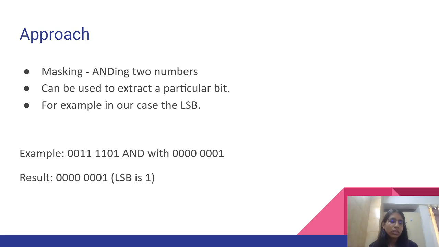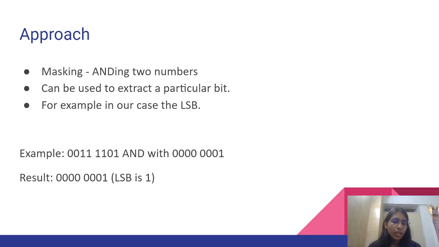Now there are two other main concepts, one of which is masking that I'll be using. So what is masking? Masking is basically ANDing two numbers, like performing AND operations between two numbers. We can extract one particular bit of our choice by using this approach. So for our case, if we want to extract the least significant bit, we can AND the given number with the number 1 and we'll know for sure what our least significant bit was.